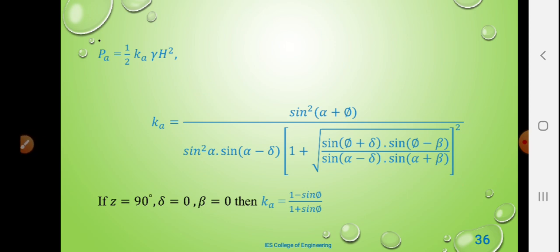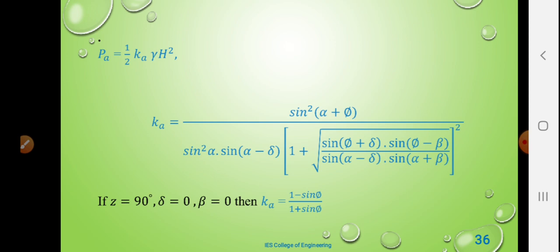So Pa, this is the equation for Pa: 1 by 2 Ka gamma h square. The Ka equation is sin square (alpha plus phi) divided by sin square alpha into sin (alpha minus delta) into [1 plus root of (sin (phi plus delta) into sin (phi minus beta)) divided by (sin (alpha minus delta) into sin (alpha plus beta))] whole square. If alpha equal to 90 degrees, delta equal to 0 and beta equal to 0, then Ka equal to 1 minus sin phi by 1 plus sin phi.